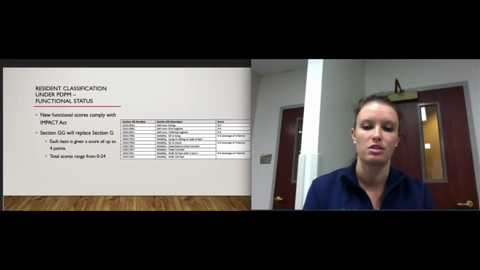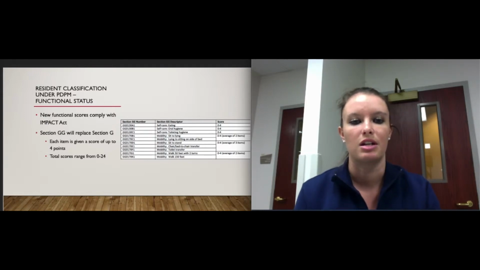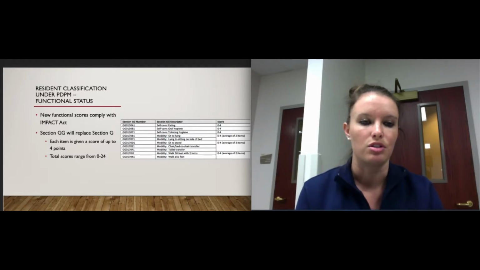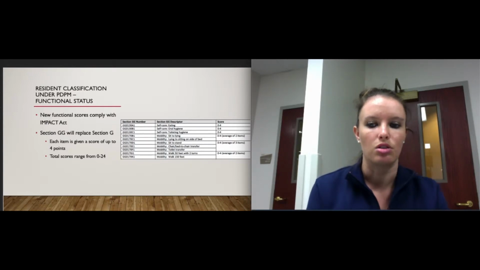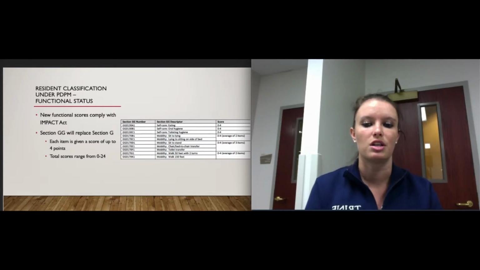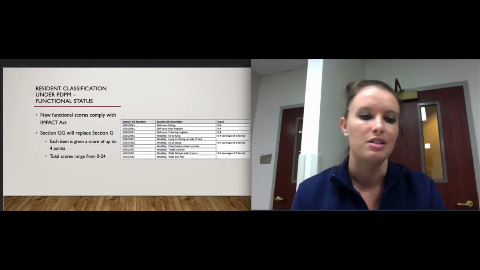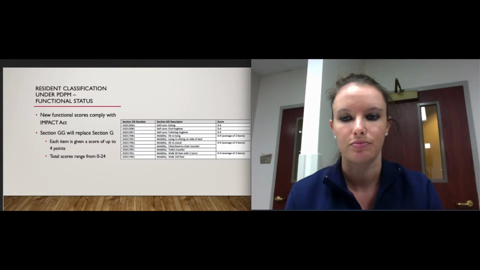Under the previous RUG system, points tracked dependence of patients, versus the new PDPM model, where it tracks independence of patients. So due to this, an increasing score does not always correlate with higher payments as it did under the previous RUG version.